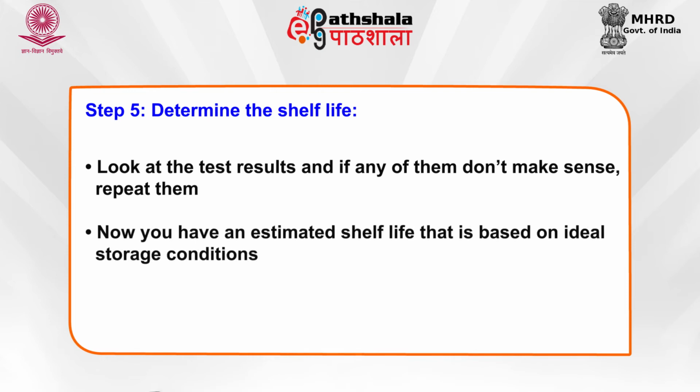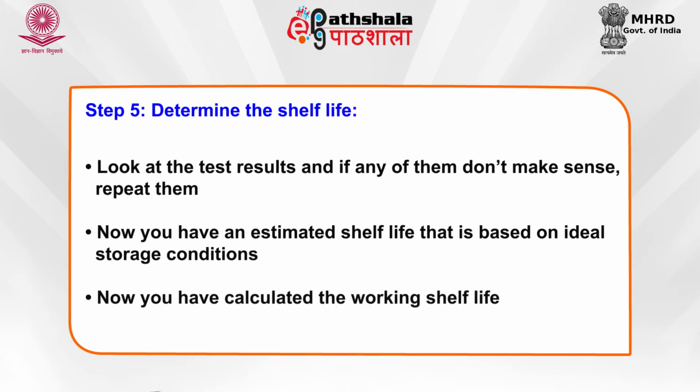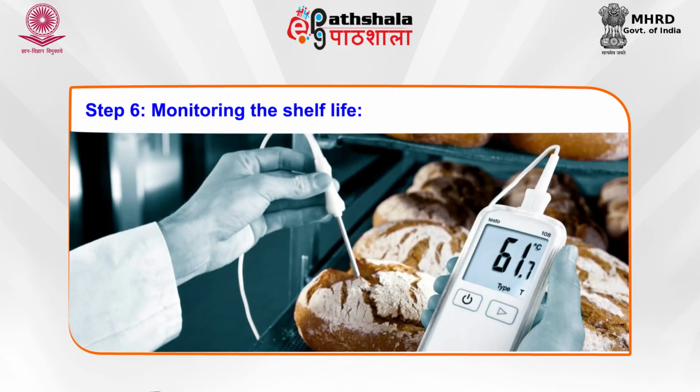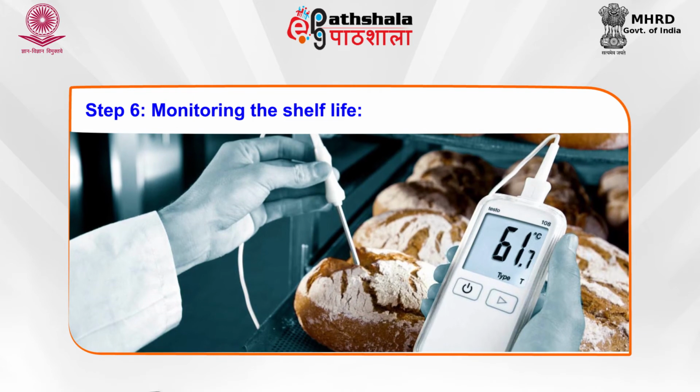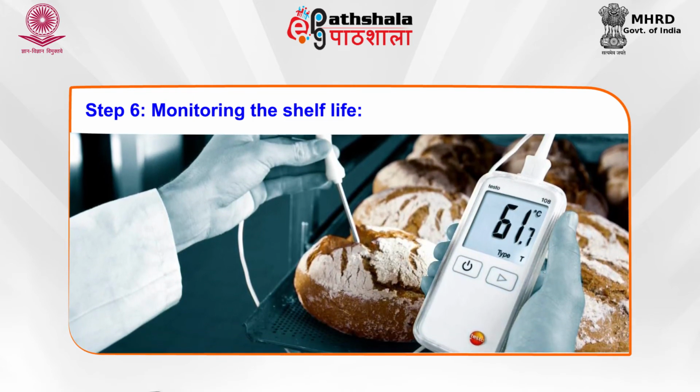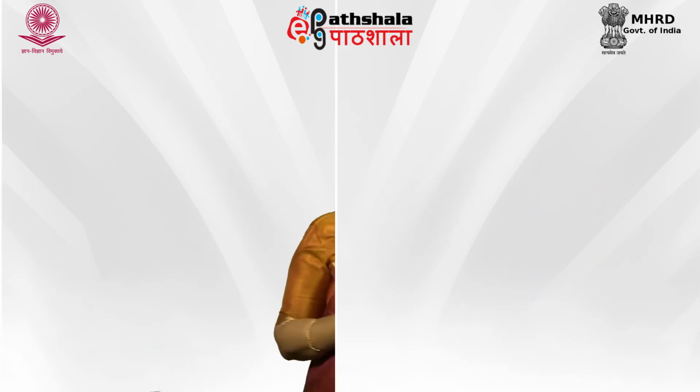Now, we have an estimated shelf life that is based on ideal storage conditions. Now, you have to calculate the working shelf life. Next, step 6. After conducting all these things, we have to monitor the shelf life. Continue to monitor the product to ensure it is safe and of good quality throughout its whole shelf life. So, this is about the direct methods.